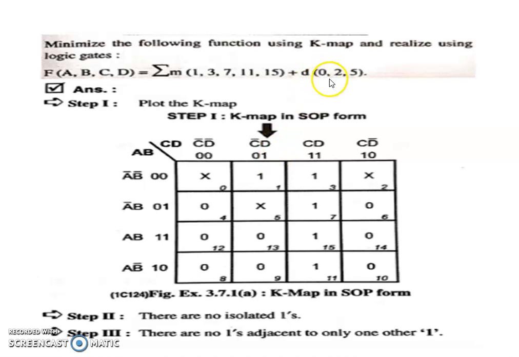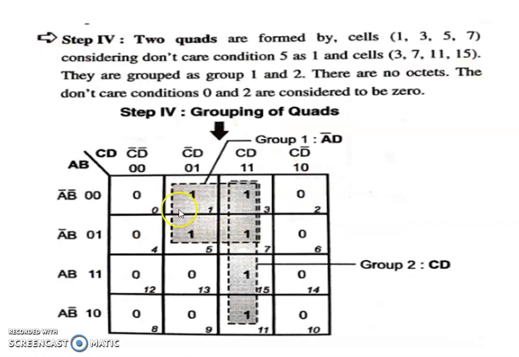See here, mention 0 to 5. So this is your don't care condition, and for grouping purposes, the don't care condition is allowed. So our first group occurs with the help of the don't care condition. Now our second group, they are grouped as 1 and 2. Now see here, there are no octets. The don't care conditions 0 and 2 are considered to be 0. Now this is your first group and this is your second group.